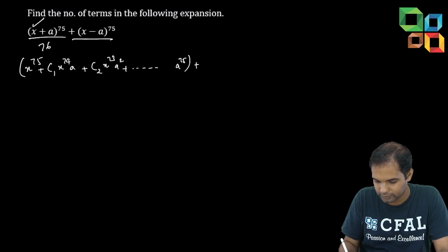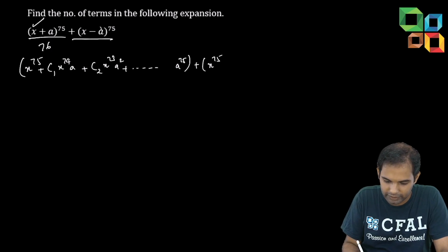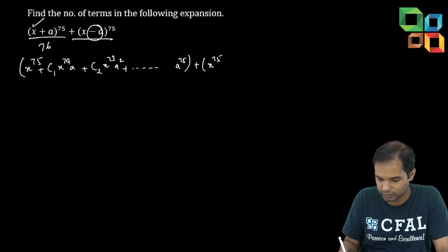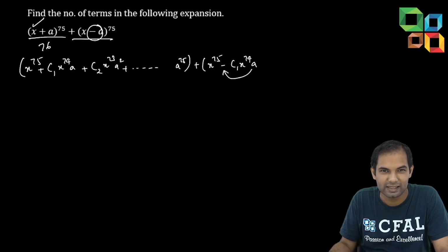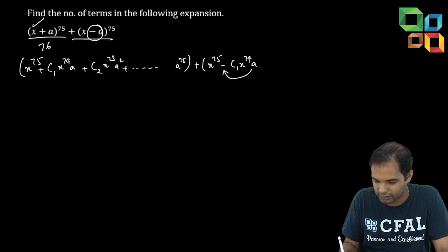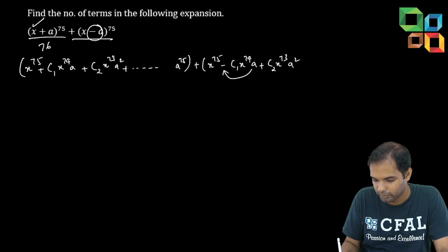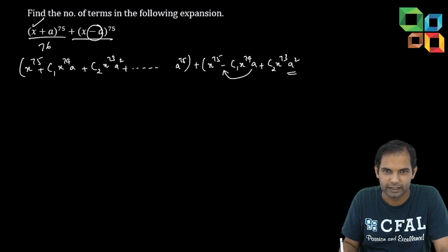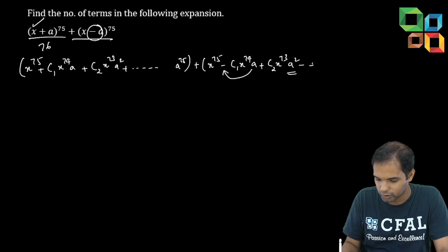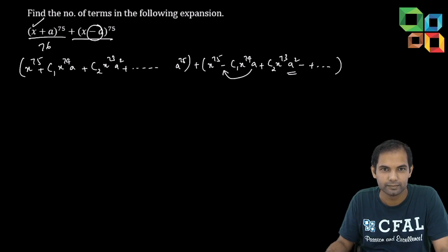The other part: now this is x power 75, and it's important that we have a minus sign. So it is minus C1 x power 74 into a. Because of the minus, as long as a has an even power, we'll get a plus. So the next term will be plus C2 x power 73 a square, because minus a whole square will be a square. Next should be minus. So we get an idea.